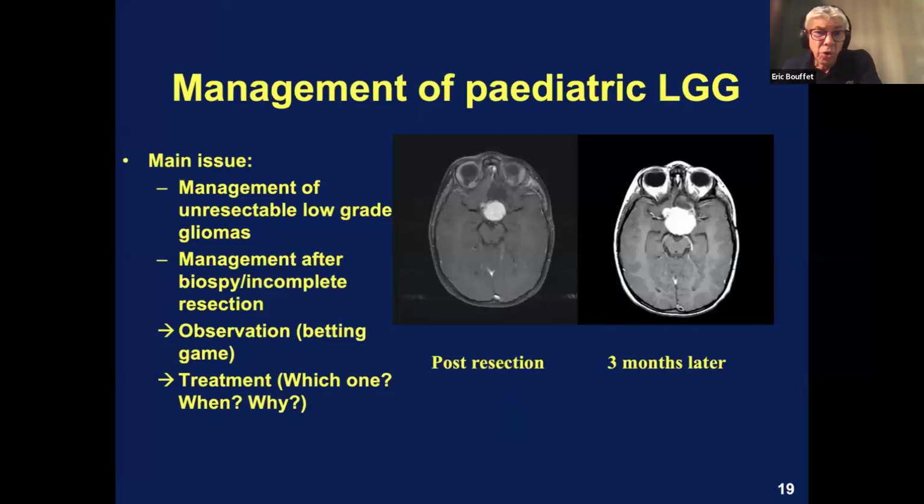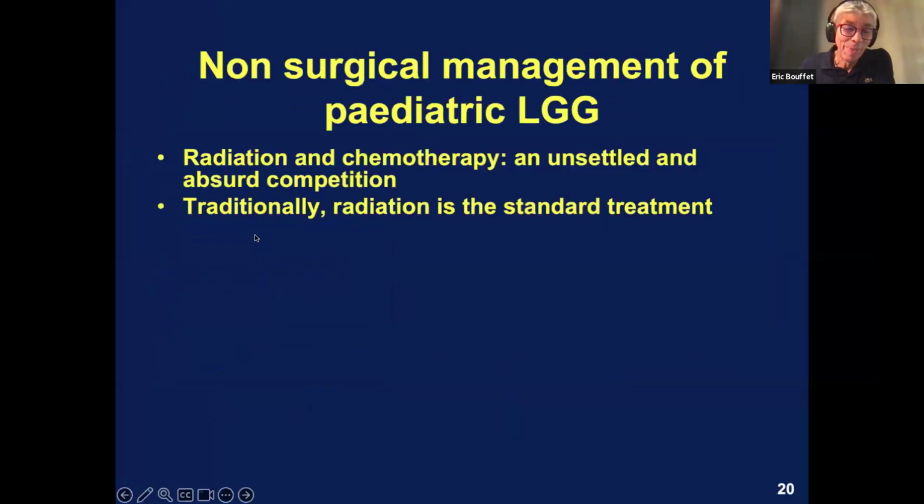So I show you this child who had a very successful surgery, but the tumor board decided not to do anything. And you can see 3 months later, it was already growing back. And the question is, what do you do here and how do you decide to treat? And this is always a question about radiation and chemotherapy.